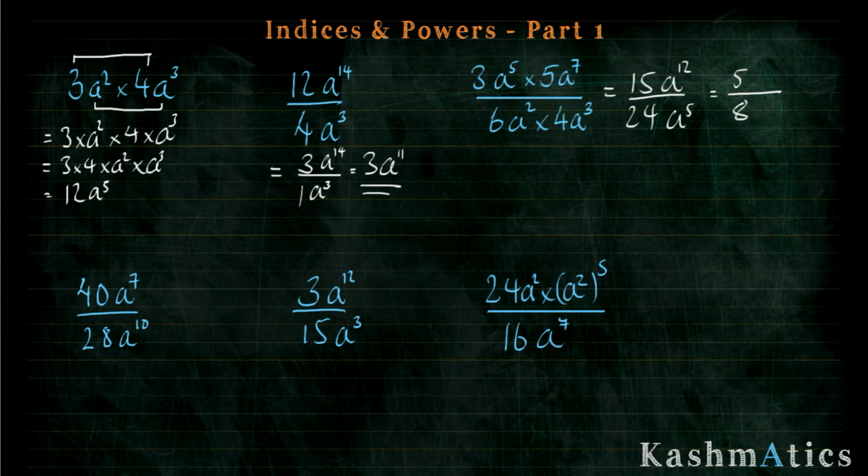And the top has got a to the power 12, and the bottom's got a to the power 5. So 5 of these will cancel out 5 of these, leaving me with 7 of them at the top. Okay, so a to the power 7. And that's it. That's done.